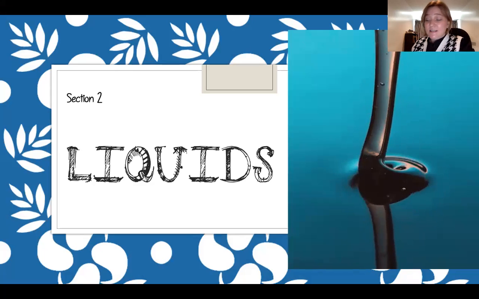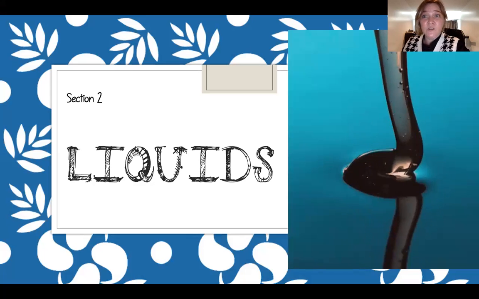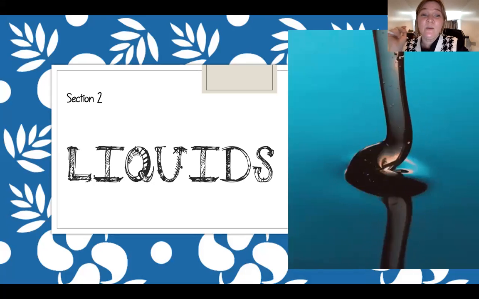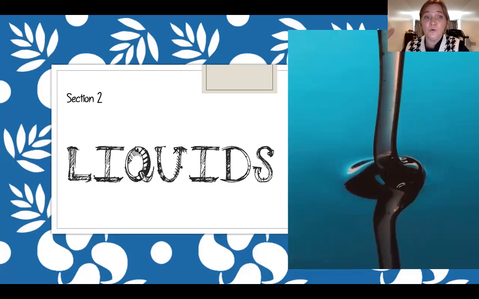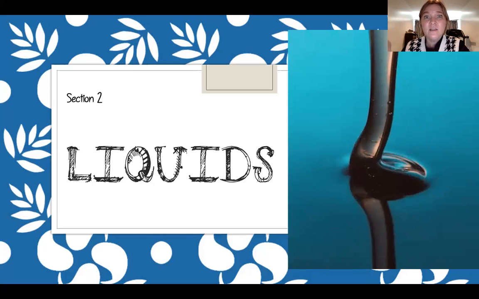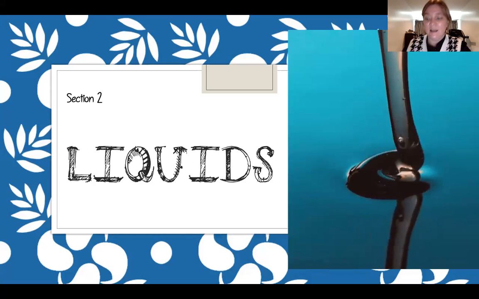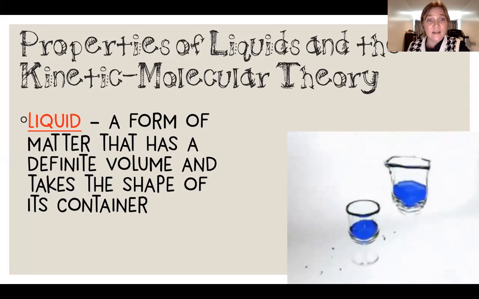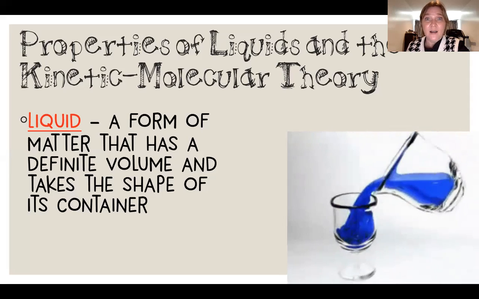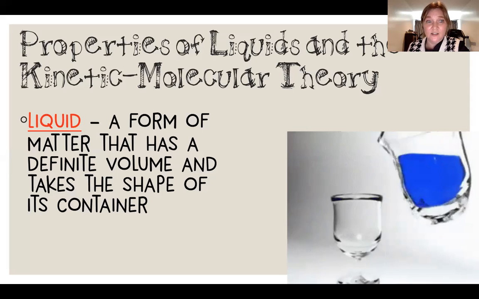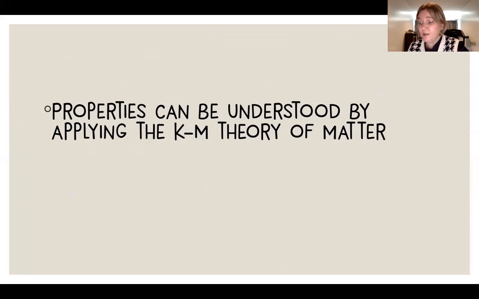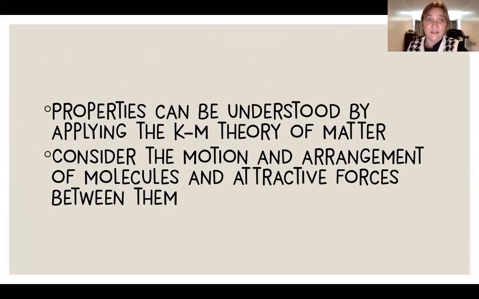Today's topic is liquids, and we're going to do the same thing with liquids that we did in the first section. We're going to explain the behavior of liquid particles using the kinetic molecular theory. A liquid is a form of matter that has definite volume, but it does not have a definite shape. It takes the shape of its container. So we're going to use the kinetic molecular theory of matter to explain the properties of liquids.